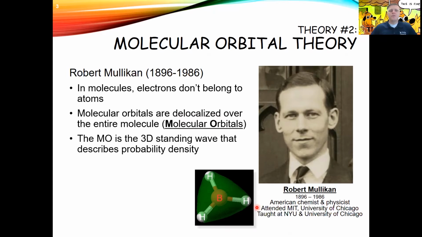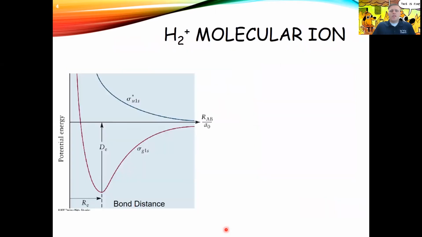molecule. So the molecular orbital is the 3D standing wave that's describing where the electron is going to be 90% of the time. So we're not actually changing a lot of definitions here. The molecular orbital is similar to an atomic orbital in a lot of ways, except its shape is very different. But we are going to introduce a few new terms today. So let's start with some new terms right off the bat. We have what's called a bonding orbital in molecular orbital theory.